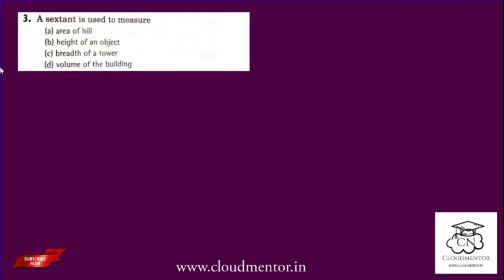Next question. The sextant is used to measure: A, area of hill; B, height of an object; C, breadth of a tower; and D, volume of the building. Which is the right answer? The sextant is used for measuring the height of a tree, building, tower, hill, or such things. So from the options, option B is the right answer, that is height of an object. Okay, and now next question.